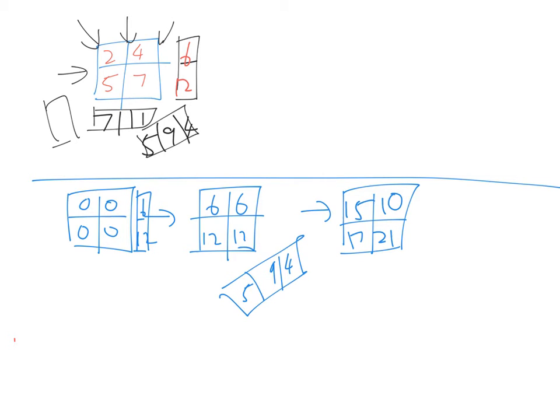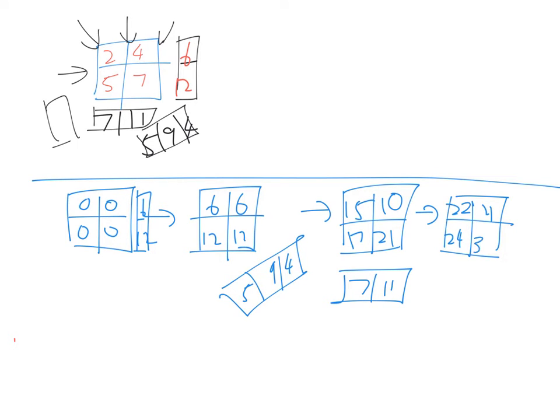So then you add on to what you have. So you scan vertically, so now you add vertically as well, 7 and 11. So what you will have is 15 plus 7, 17 plus 7, 10 plus 11, 21 plus 11. So what you will get is 22, 24, 21, 32.